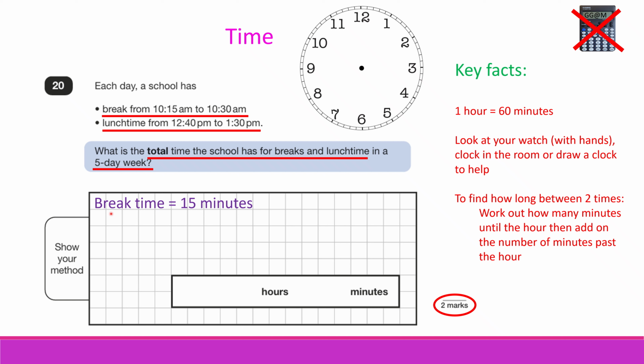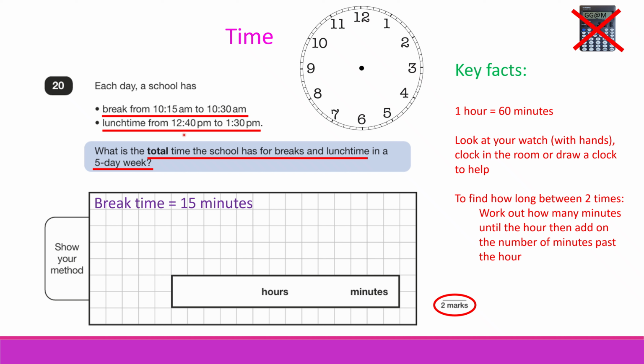So to start with, we're going to look at the time for break. So break time is from 10:15 to 10:30. So if you think about quarter past is 10:15, 10:30, nice and easy because they both start with a 10. So 5, 10, 15 minutes coming round. So break time is 15 minutes.